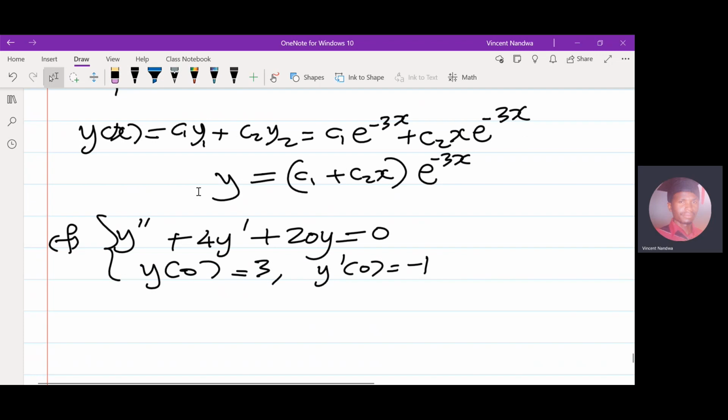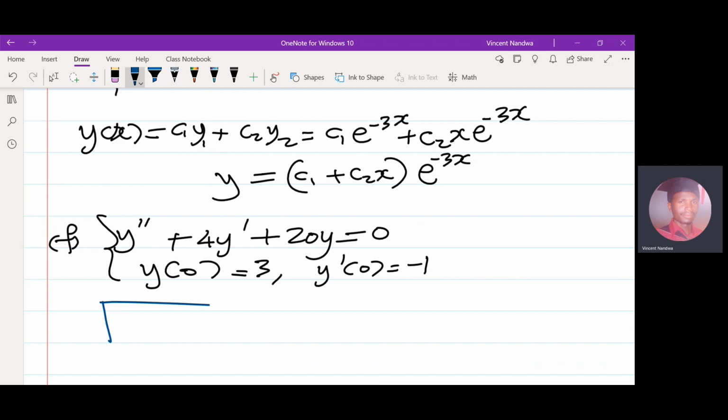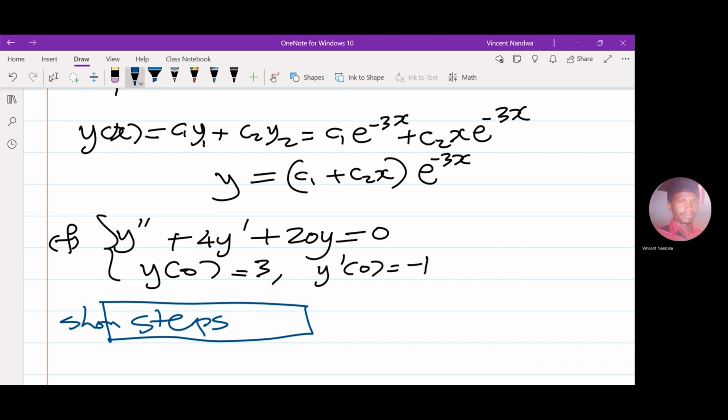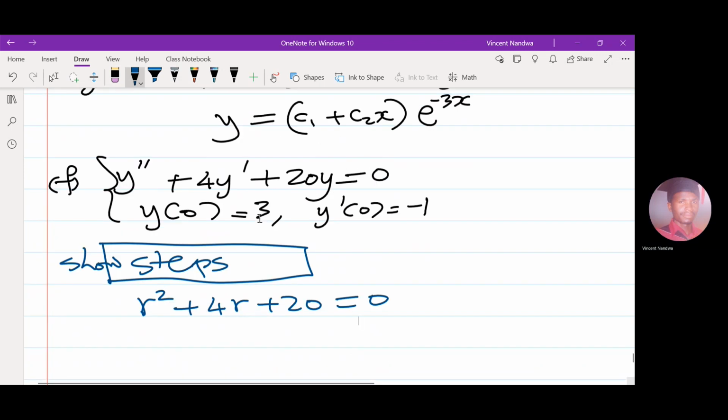Can you be trusted with the process of finding the characteristic equation? What will be the equation? You will show the steps, yes, on how you are getting that, but you can read it from the equation itself. It will be given by r squared plus 4r plus 20 equals 0, okay? So when you do all the process, you should find that this is the characteristic equation.